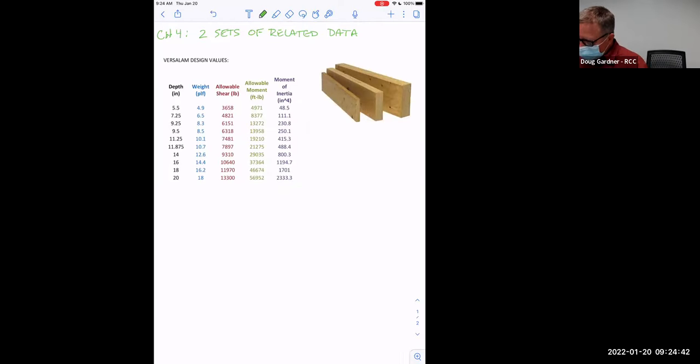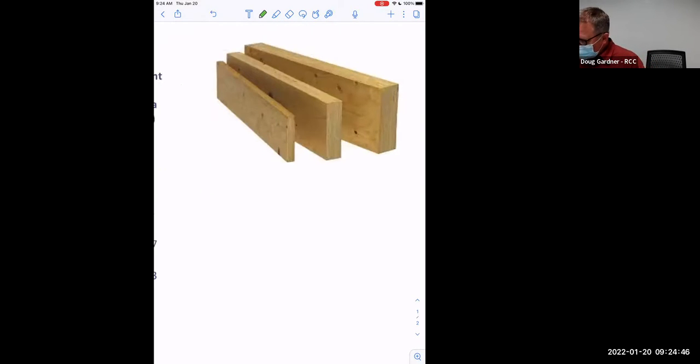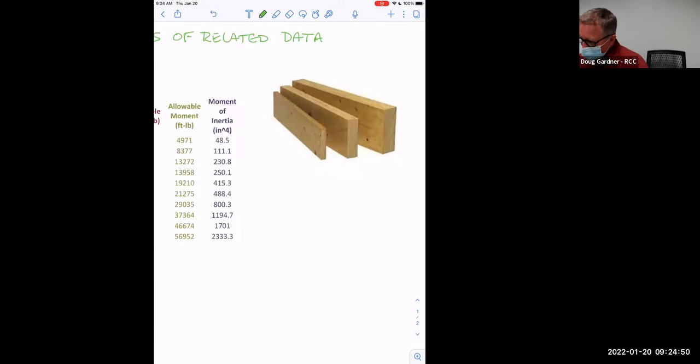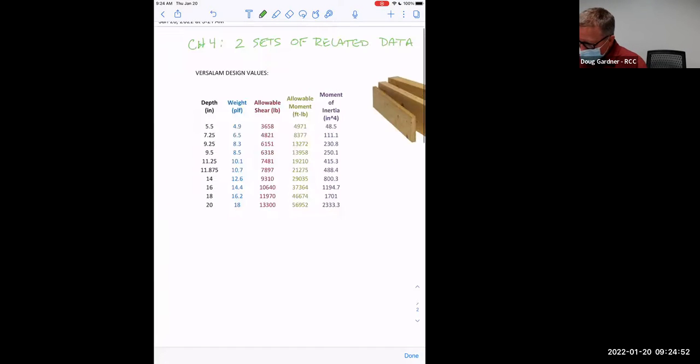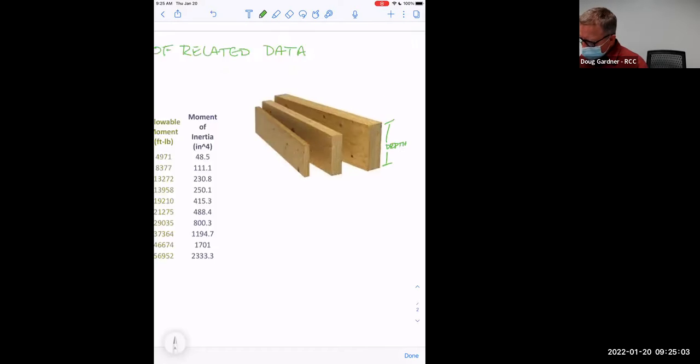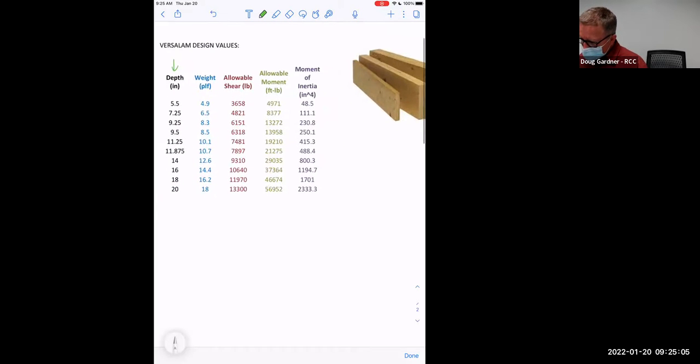So this is a Versalam. I've mentioned to you that I draw house plans, so I'm always putting these in houses. And so it's basically just a beam that's in a house. Does it make sense that there's probably a relationship between the depth of it? This is the depth right here, like how tall that is. In other words, different heights would have different strengths.